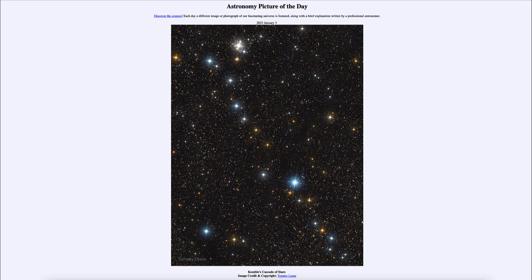So that was our picture of the day for January 3rd of 2023. It was titled Kemble's Cascade of Stars. We'll be back again tomorrow for the next picture, previewed to be Big Appetite. So we'll see what that is about tomorrow.